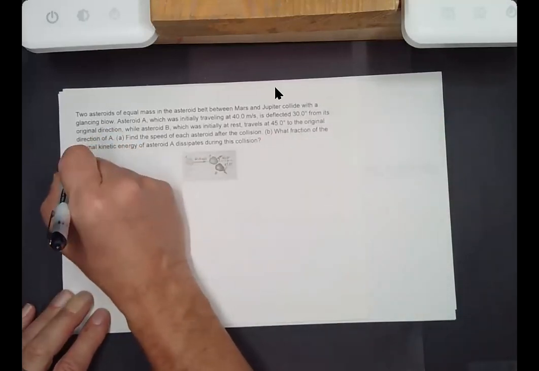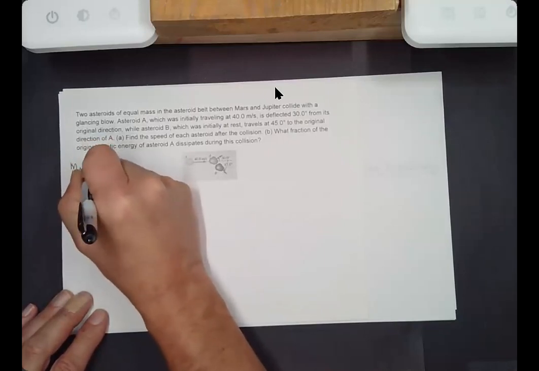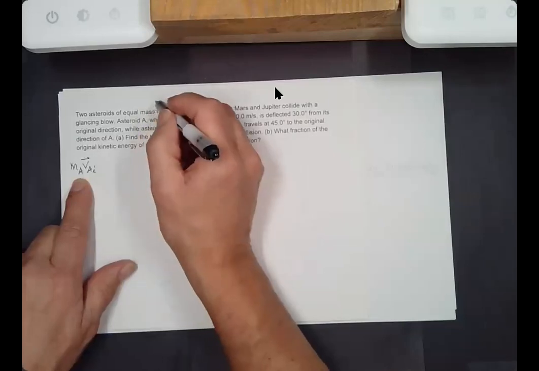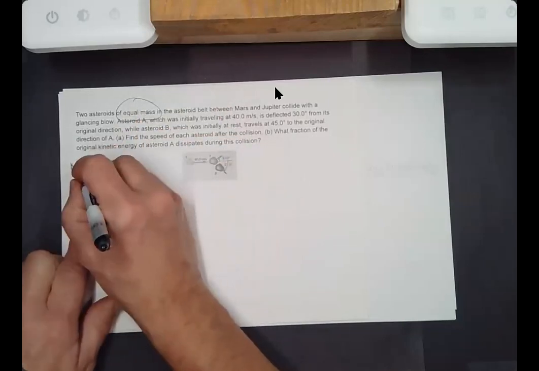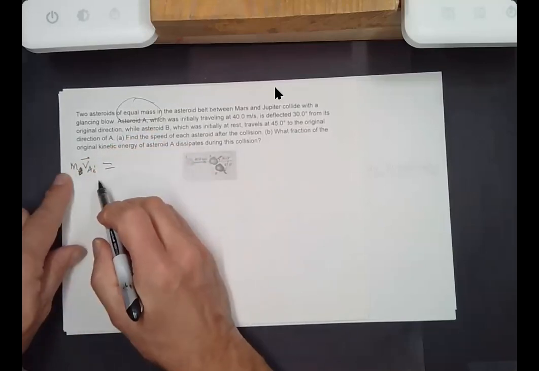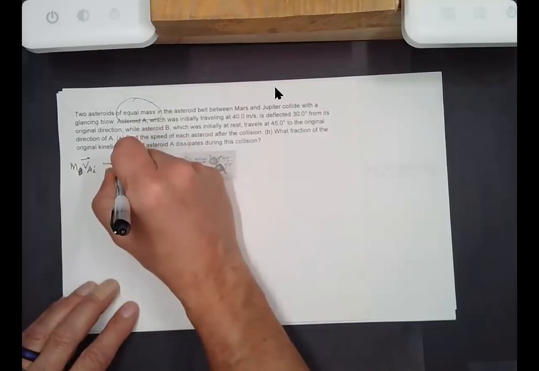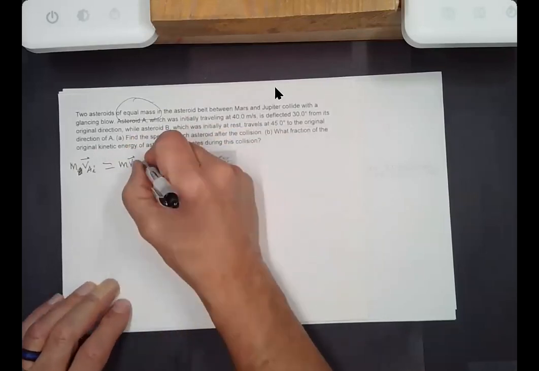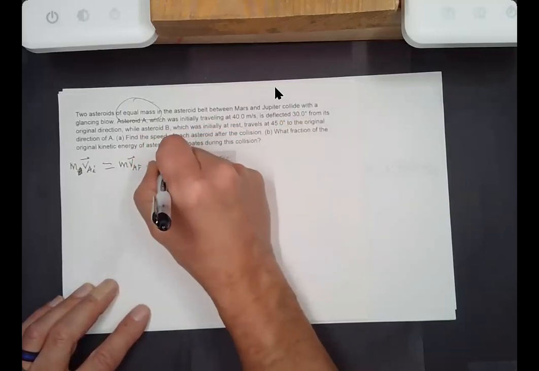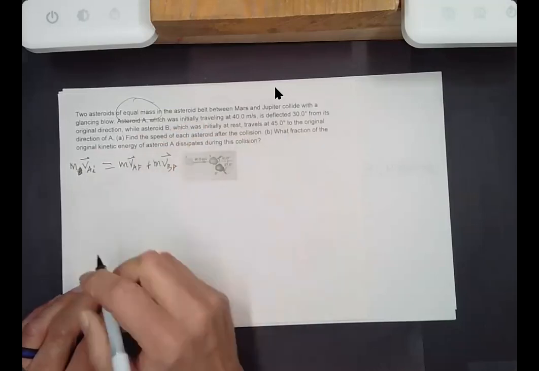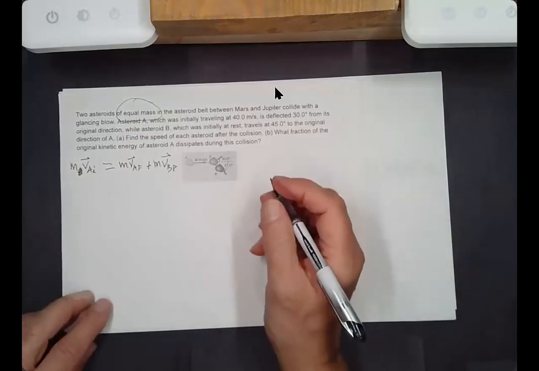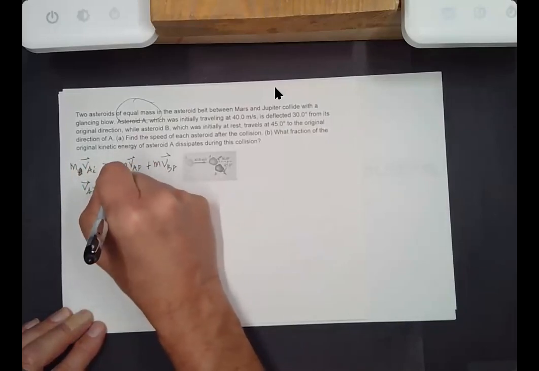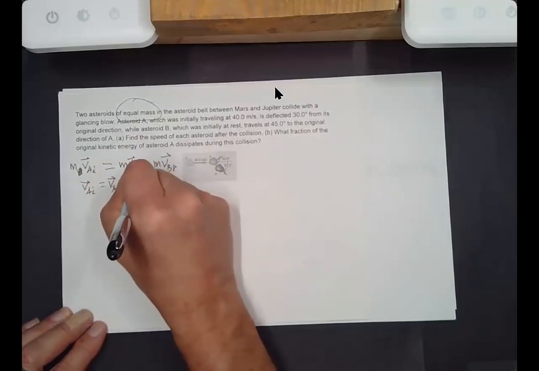So with the momentum, we can say that M sub A, VA initial, that's the mass of asteroid A, or it does say they're equal mass, so I'll drop that subscript and just call it M, is going to equal, this is the only thing that had momentum to begin with, M VA final, that's the one taken off up there at the 30 degree angle, plus M VB final. So I have that. Well, I can divide the masses out right off the bat. So this equation simplifies to VA initial is going to equal VA final plus VB final.